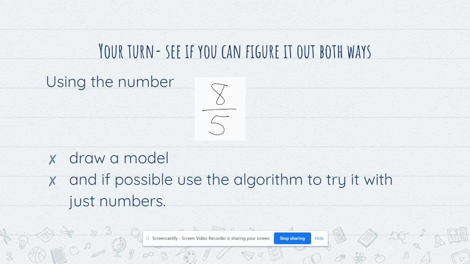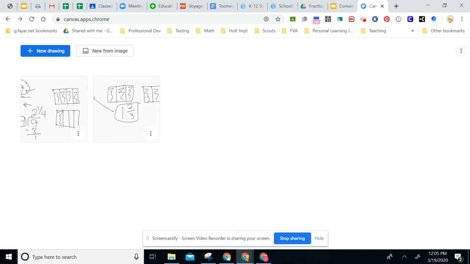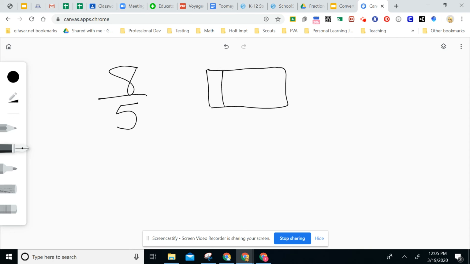All right, so we're back, and hopefully you paused it and you've got an answer. Let's just see if you were right. So 8/5, let's show what that would look like. Let me get a new page here. If you drew your model, you know that it's broken up into 5 pieces because the denominator says we have 5. 5 pieces make a whole. I keep drawing rectangles. I need to draw circles in a minute. So there's 5 right there. 1, 2, 3, 4, 5.